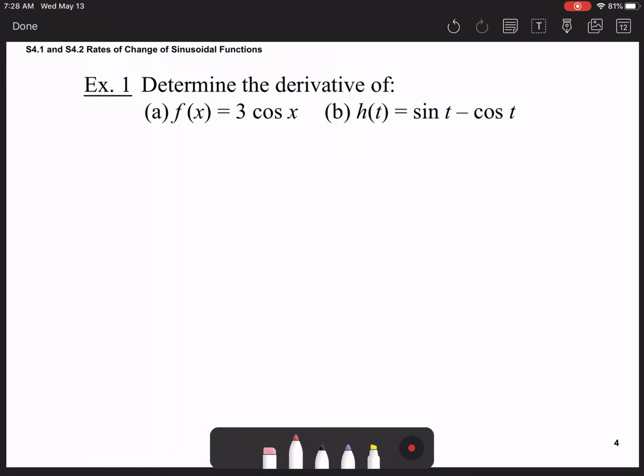To calculate the derivative of f of x equals 3 cos x, you can use your constant rule. Leave the 3 alone. The derivative of cos x is negative sine x. Multiply, and you get negative 3 sine x.